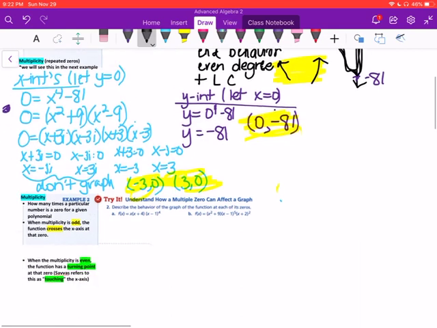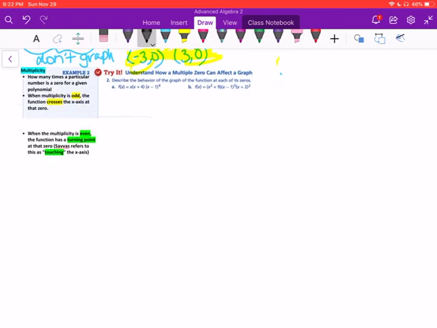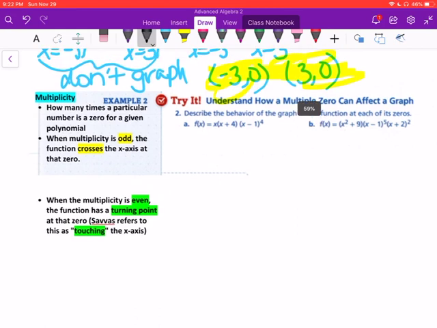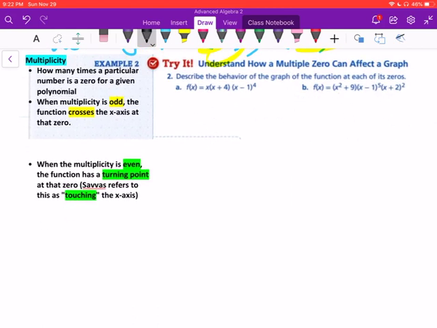All right, now let's talk about multiplicity. So this is the third thing I said that you need to know about whenever you're trying to draw a graph. Multiplicity is how many times a particular number is a 0 for a given polynomial. So let me show you what I mean by that.